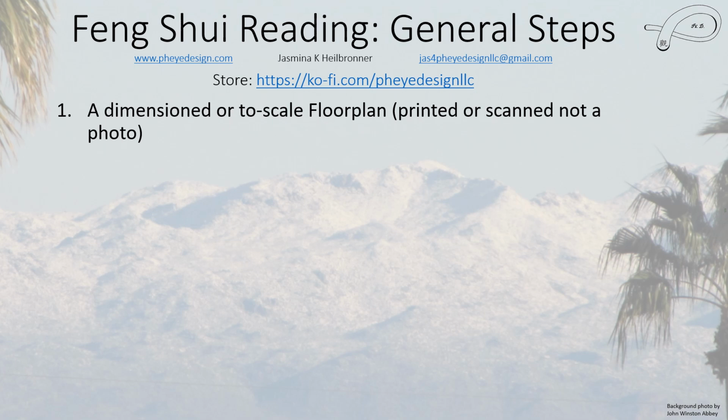So the very first thing you need is a dimensioned or at least a to-scale floor plan. Now this either has to be printed or scanned. Scanning does distort a little, but probably not enough to make a difference. A photo will always really distort it. Even if you try to take it straight down from the center, you still have distortion. So don't take a photo and think it can be done. You really want a real floor plan. You don't want a photo of it.